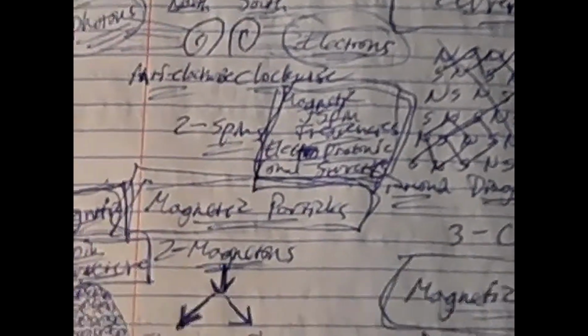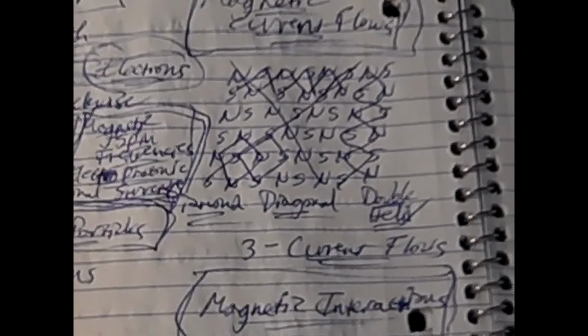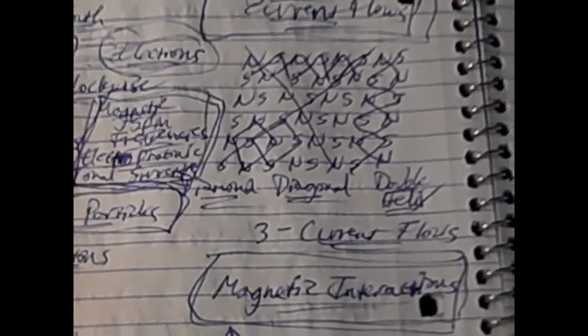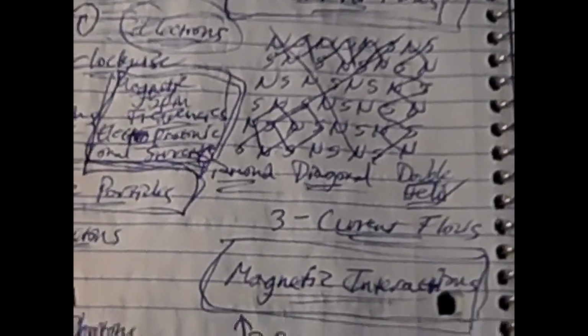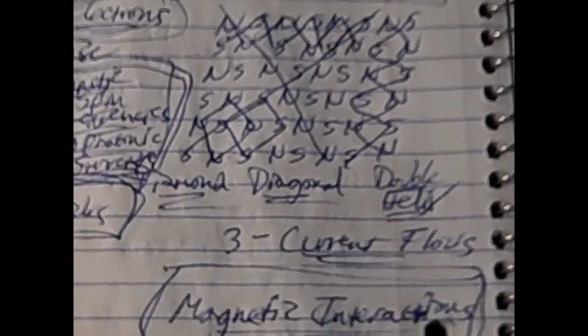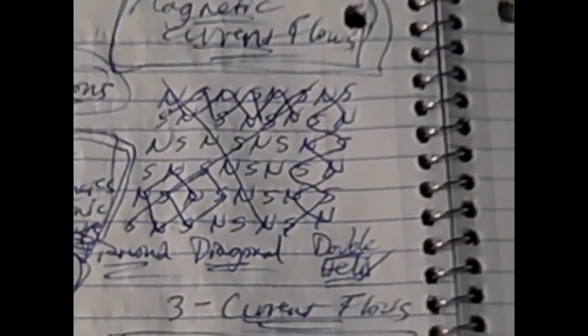The next thing is, once you go from magnetic particles and magnetic spins to magnetic current flows, this is very important. This is where it starts to get interesting and predictive. You have 3 types of magnetic current flows. You have diamond, which you can see at the bottom here, these 4 north and 4 south diamond magnetic current flows, and then you have these diagonal north and south, and then you have these double helix or zigzag or whatever you want to call them, where you have the north current flow, south, etc.